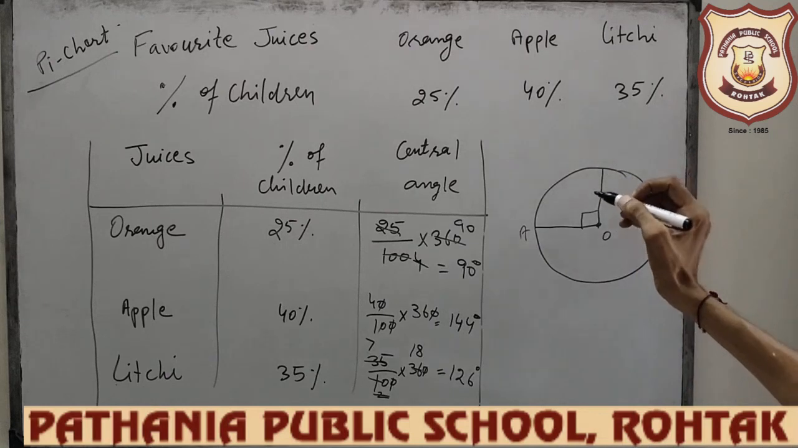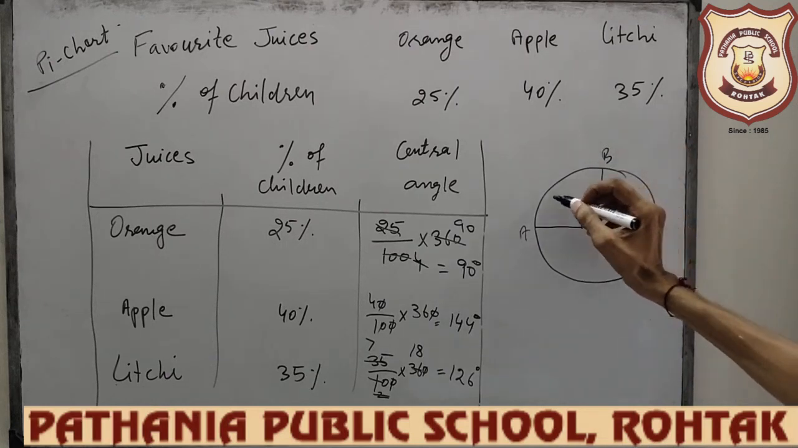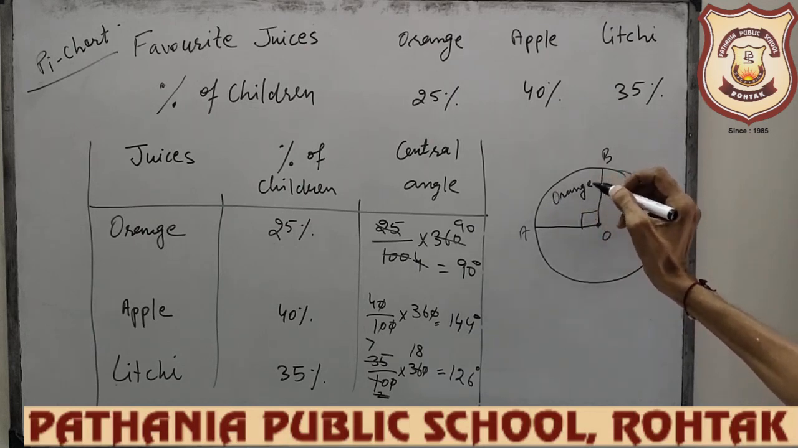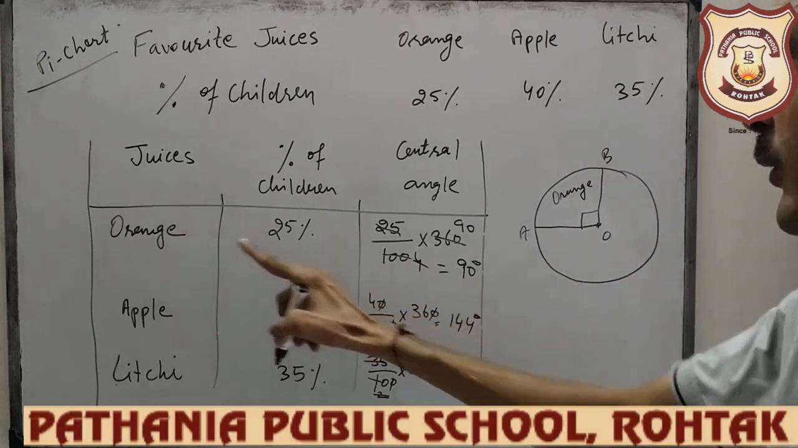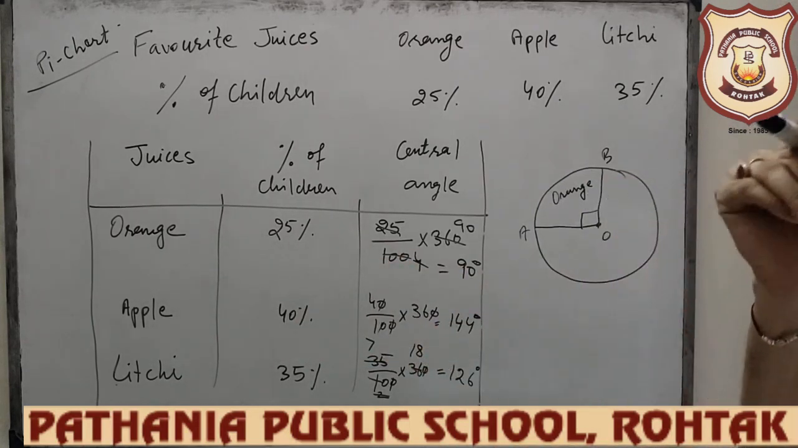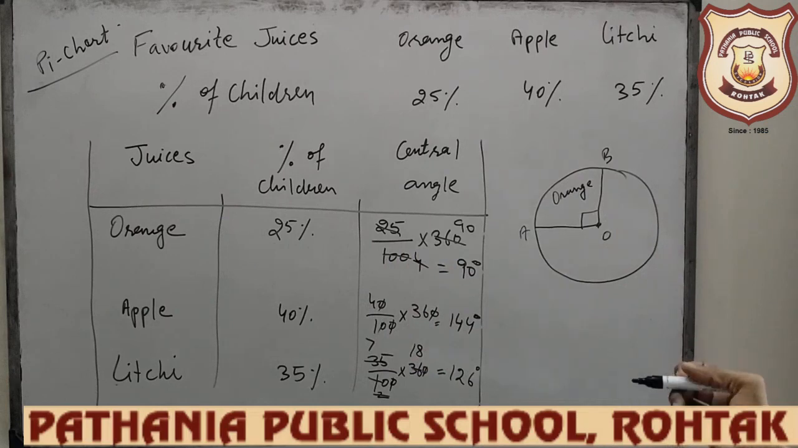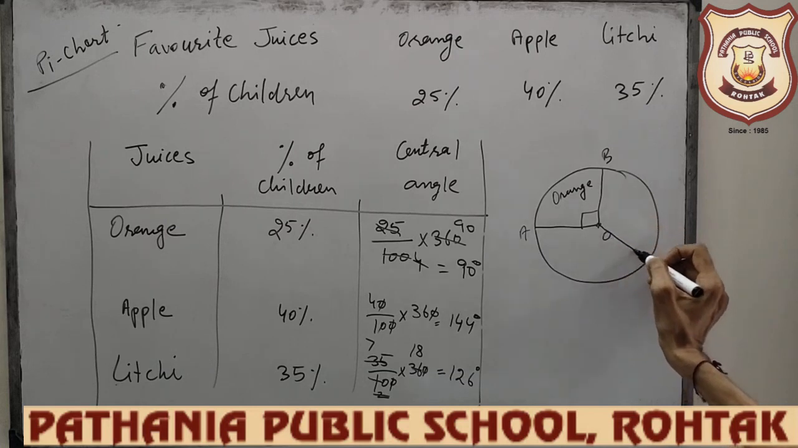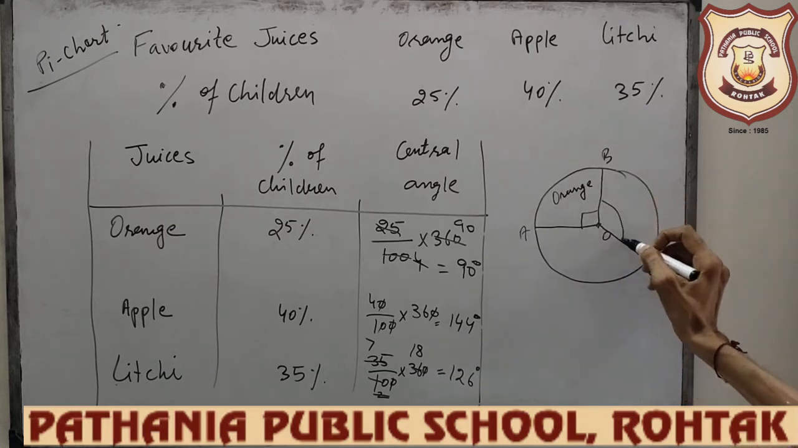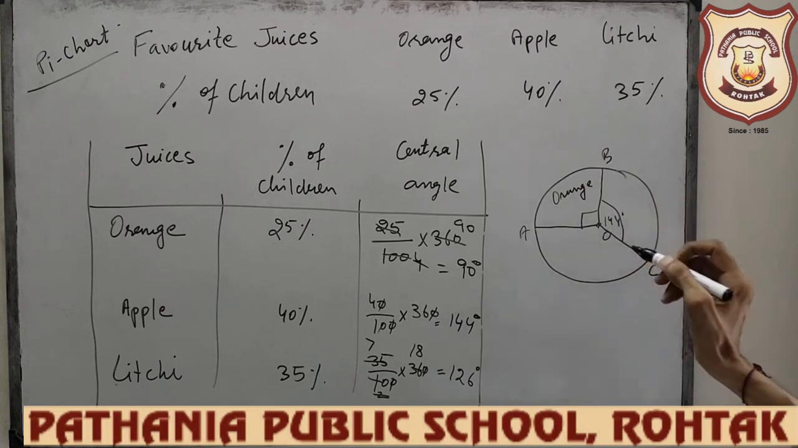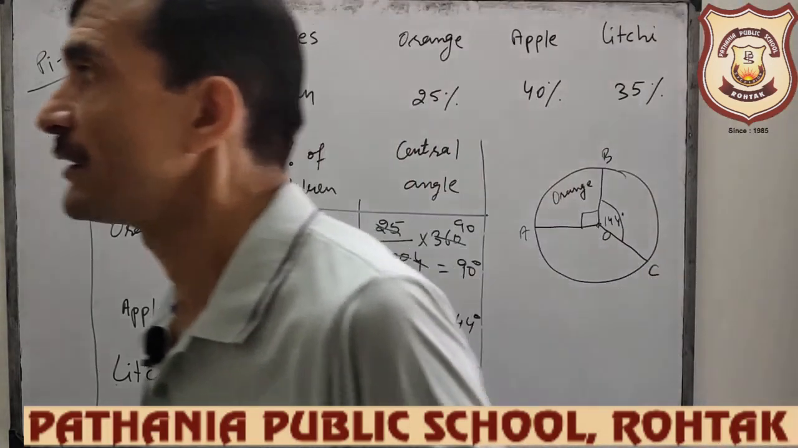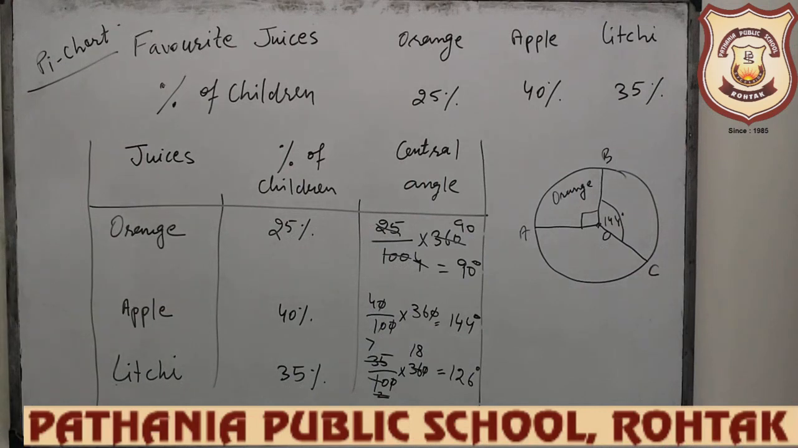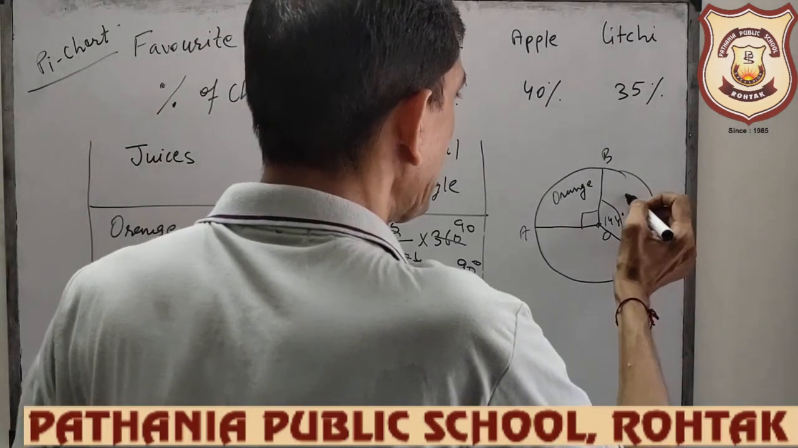So you can draw an angle of 90 degrees, and this part is given by orange. Orange is this one because the angle of orange is 90 degrees. Now next, the angle of apple. Apple is 144. Now take the same D and draw an angle of 144 degrees. This angle is 144, using the protractor. It is not possible by using a compass. So this right here is apple.